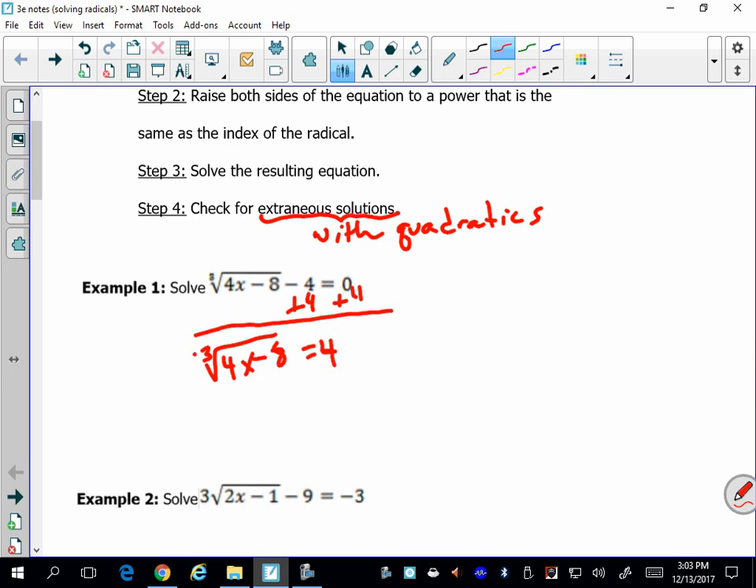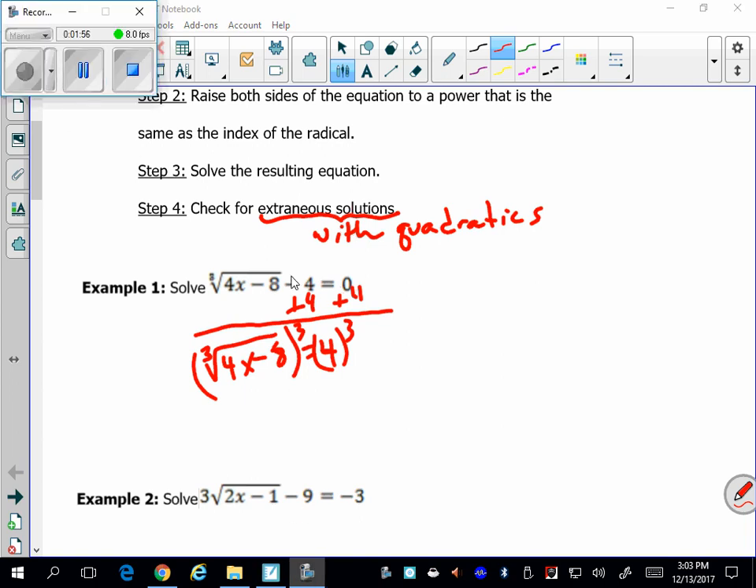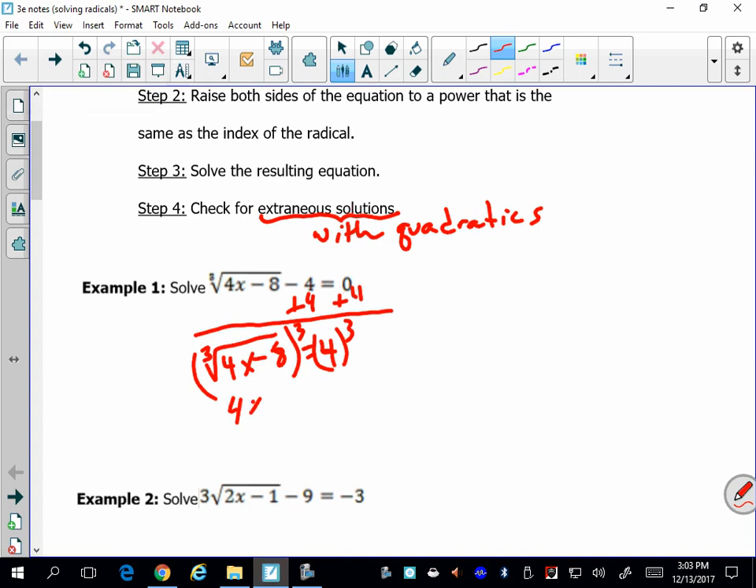Opposite of a cube root, cube. 4 cubed is 64. So now we have 4x minus 8 equals 64. Add 8. Add 8. 4x equals 72. Divide by 4. Divide by 4. X is equal to 18.